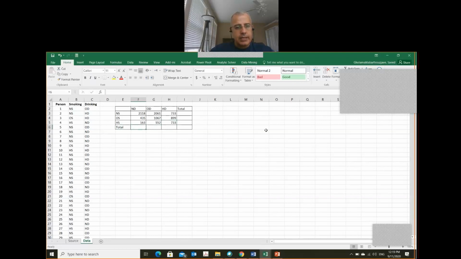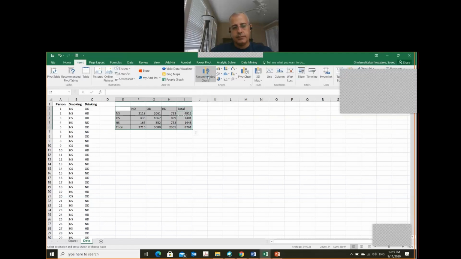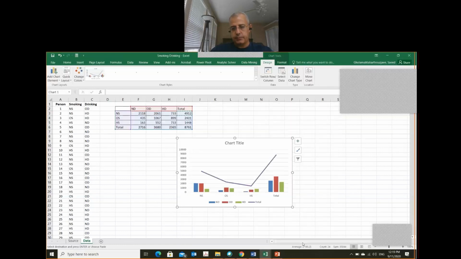Okay, now here we can use the AutoSum function. Control C, Control V, Control V. This one sums the entire row. Control C, Control V, Control V, and this is the total, which is the number of people. This way we can find the relationship among these variables. We can plot it in a diagram, in a line graph, insert, recommended chart. Okay.